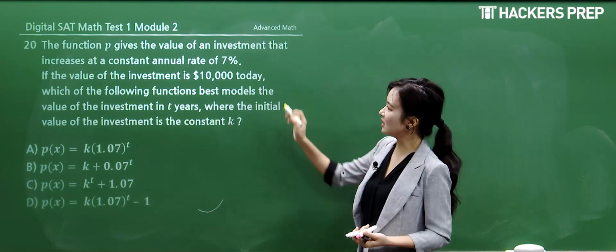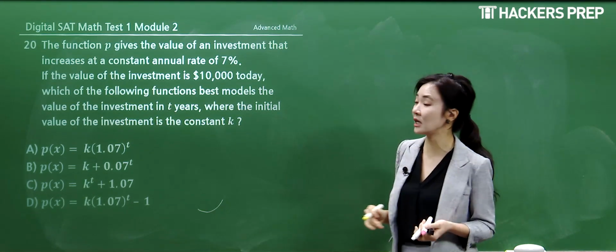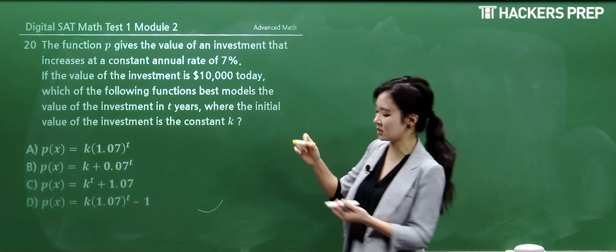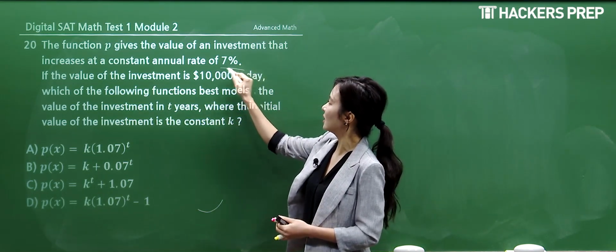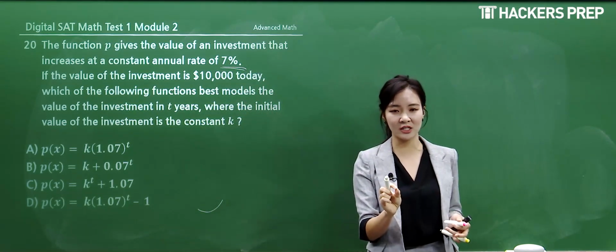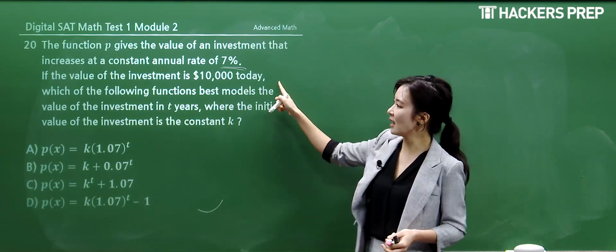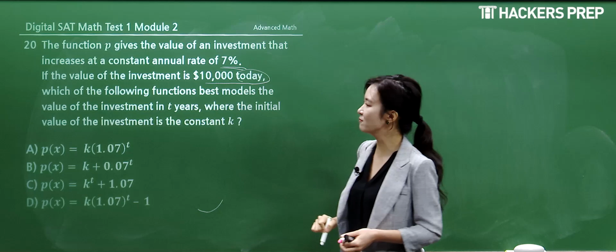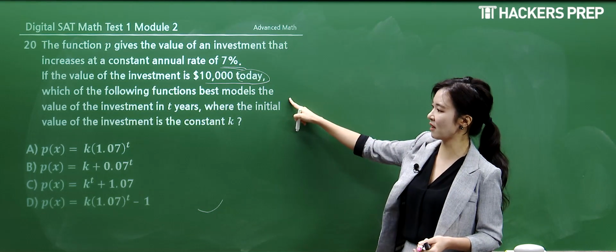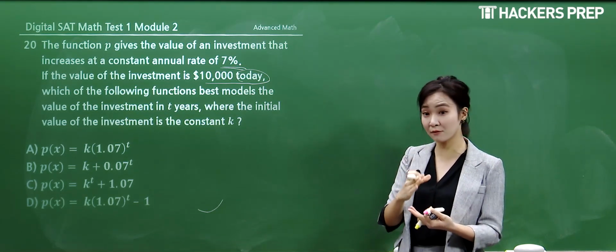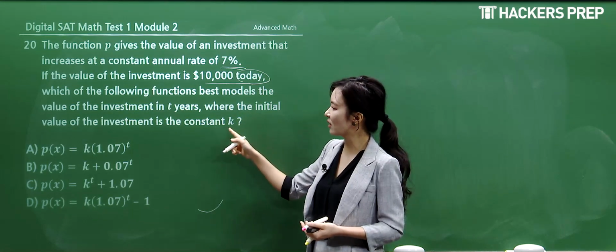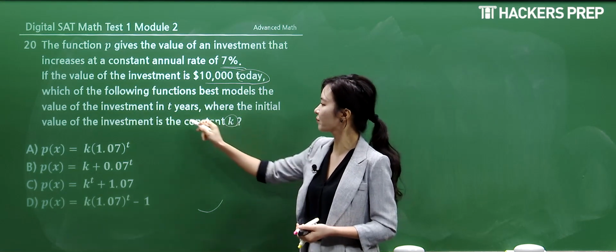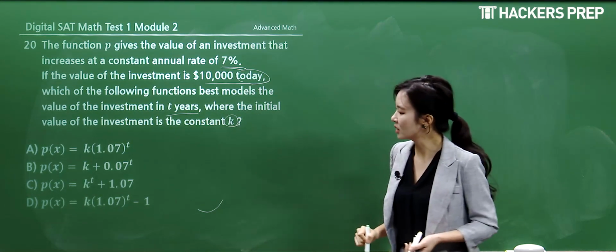The function P gives the value of an investment that increases at a constant annual rate of 7%. Again, anytime that you see a percent change, exponential. If the value of the investment is $10,000 today, which of the following functions best models the value of the investment in T years, I'm guessing from today, where the initial value of the investment is constant K? Okay. So let's take a look.